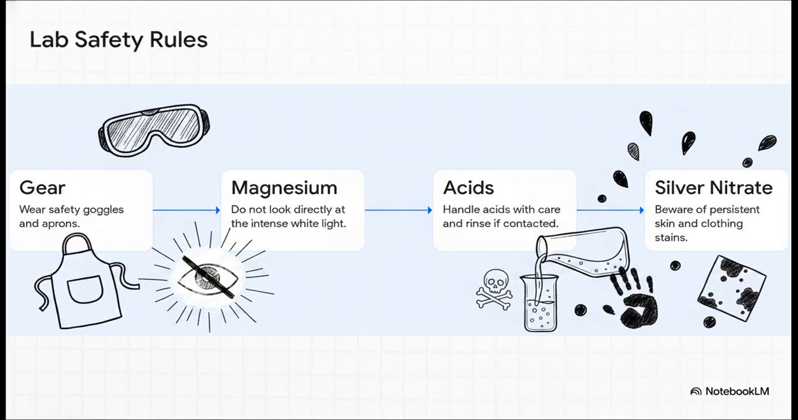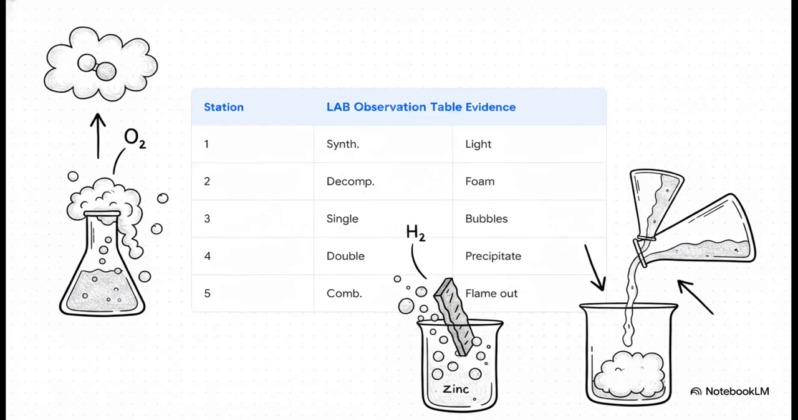Step 1, goggles and aprons are a must. Step 2, and this is a huge one, we cannot look directly at the burning magnesium in Station 1. That intense white light can cause serious eye damage. Step 3, we need to handle the hydrochloric acid with extreme care. And step 4, watch out for silver nitrate. Seriously, if you spill a drop on your skin or clothes, it leaves this stubborn dark stain that takes days to wear off.